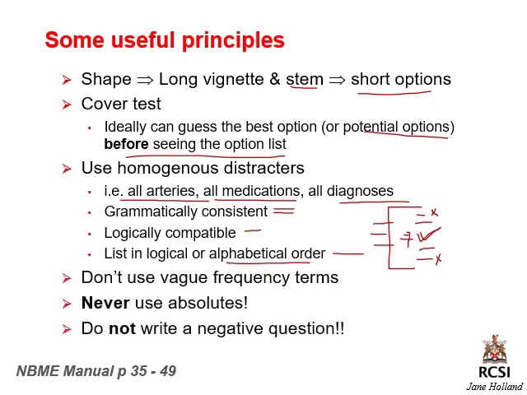Don't use vague frequency terms. I've shown you those previous papers that show that examiners can't decide what they mean. The poor candidates trying to mind read the examiners really don't have a hope. Never use absolutes, because again we can't agree on those, and do not write a negative question. Again, that's more of a house style thing: we don't write negative questions, we write them all positively phrased.